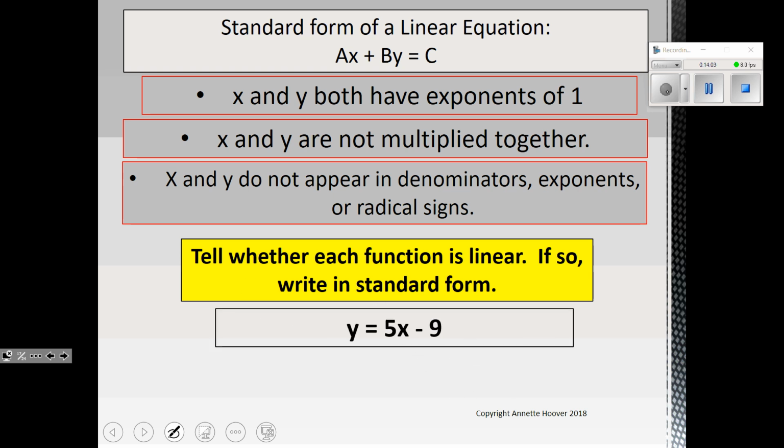Here is an equation. Tell whether this function is linear. If so, write it in standard form. Well, we have the x and the y. They both have an exponent of 1. The x and the y are not being multiplied together.